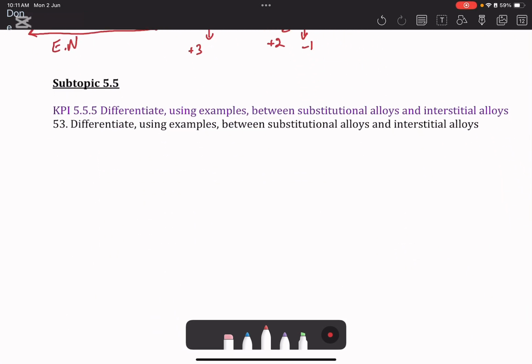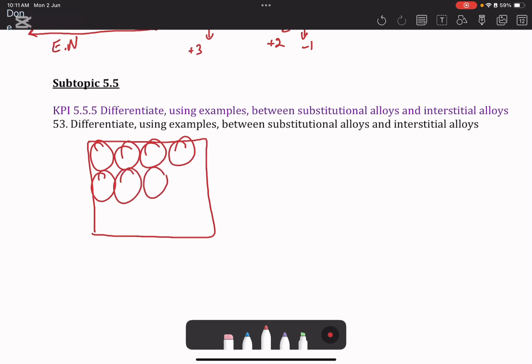Moving on, differentiate using examples between substitutional alloys and interstitial alloys. Now, you need to know that if I have an alloy, it's a combination of metals next to each other. That's the structure of a metal. However, in the substitutional alloy, some of the metals are replaced with metals of the same size. So it's atoms of comparable radius that substitute one another in the lattice of the metallic structure.